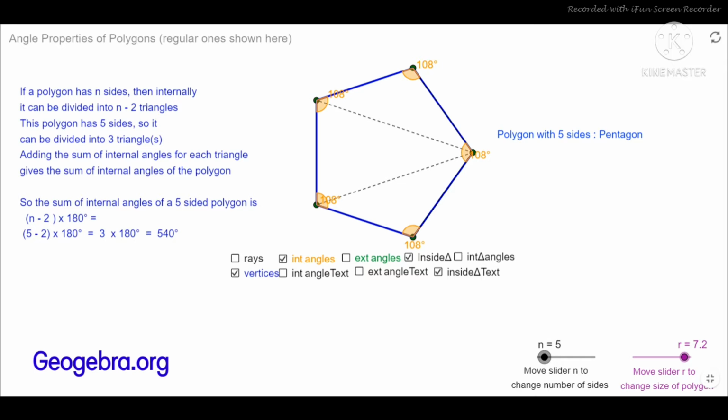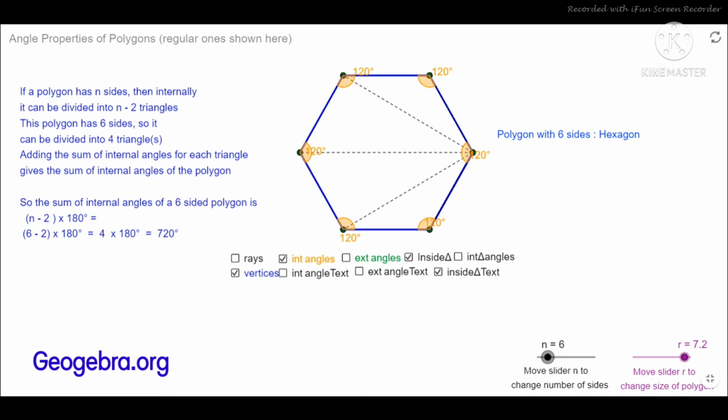You just have to find out the number of triangles it has and multiply it by 180 degrees, according to the number of triangles. Now let's see for a hexagon. You can see a hexagon has 6 sides. So 6 minus 2, as you can see on the left side, becomes 4.